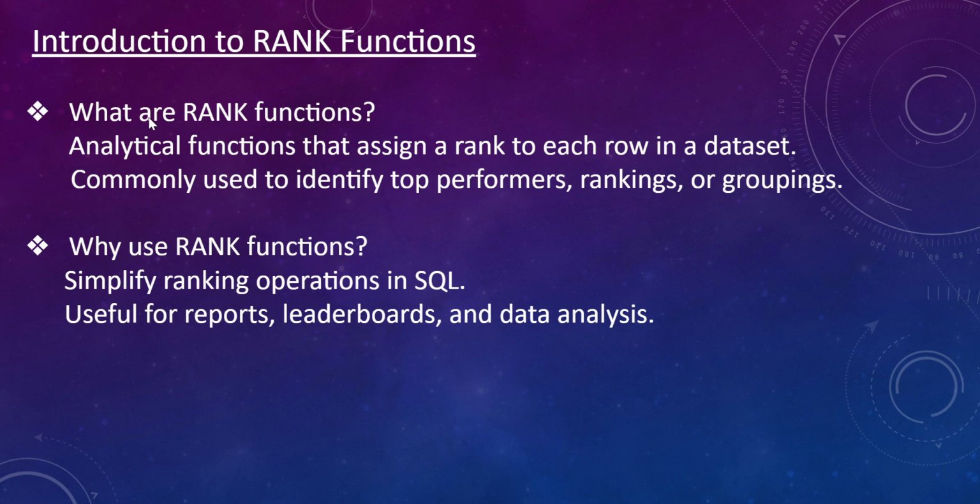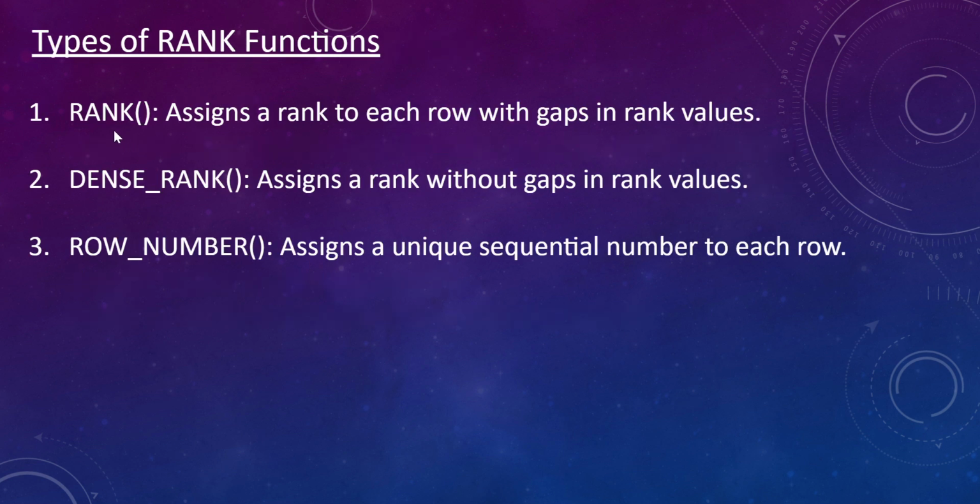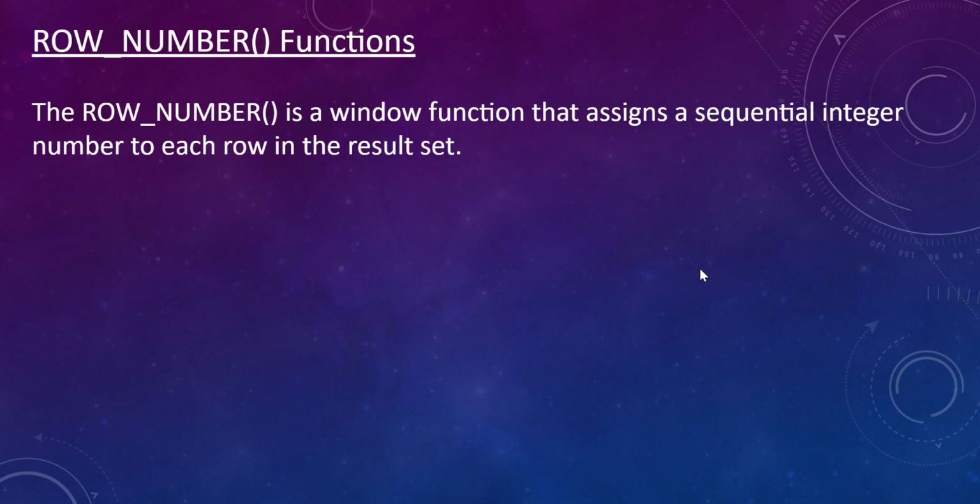So this is just about the rank function. We have already seen that these are used to assign rank to each row in a data set. Rank we have discussed, dense rank we have discussed, and today we will be discussing ROW_NUMBER. It assigns a unique sequential number to each row, and it doesn't skip any rank number. So ROW_NUMBER is a window function that assigns a sequential integer number to each row in the result set. You will get more clarity when we discuss this function using an example.